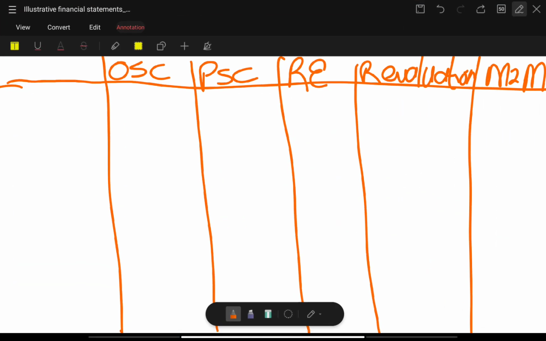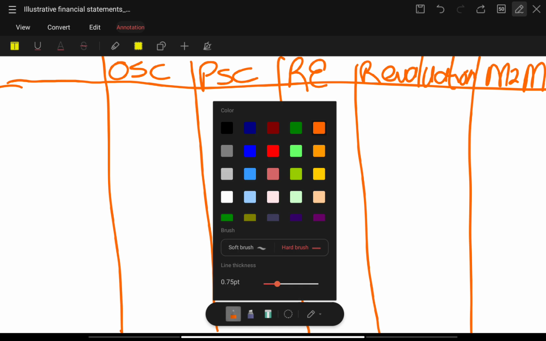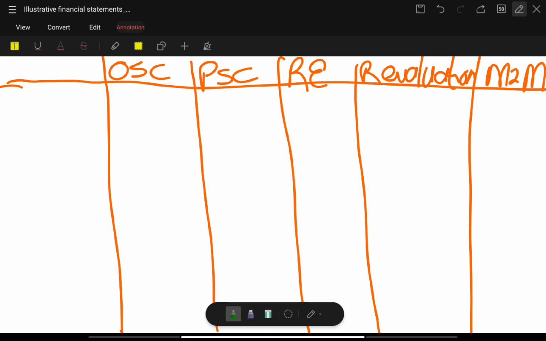Yes. So the first thing, you got your ordinary share capital, preference share capital, retained earnings, revaluations, mark to market reserve accounts. So the first thing that you should have is your balance at beginning.